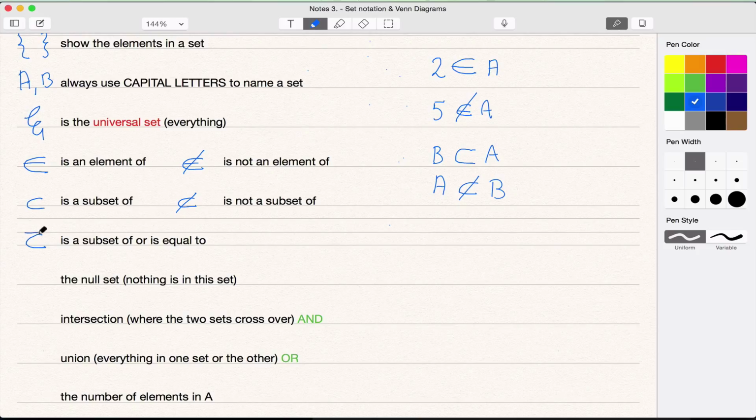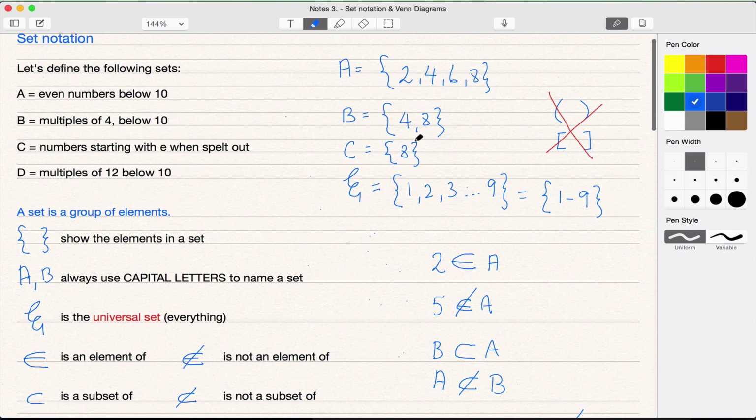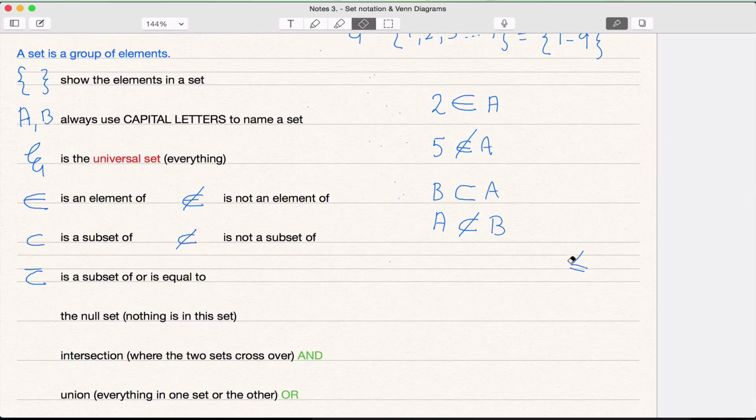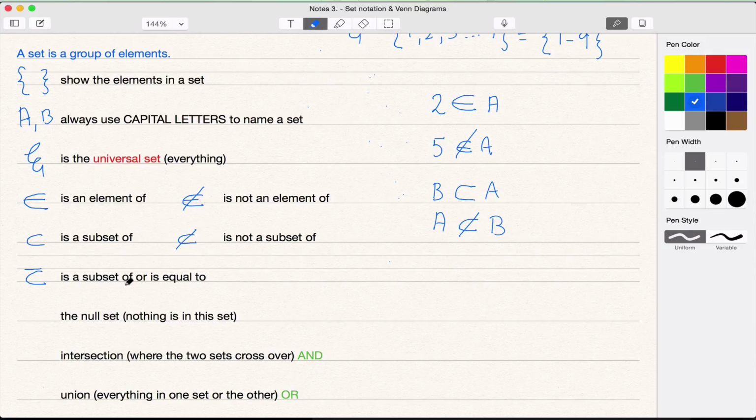This one here is kind of like, remember we did less than or equal to? This is similar. It is a subset of or is equal to. So if A and B were exactly equal, you could say B is a subset of or is equal to A. So you just put that extra line in for is equal to.